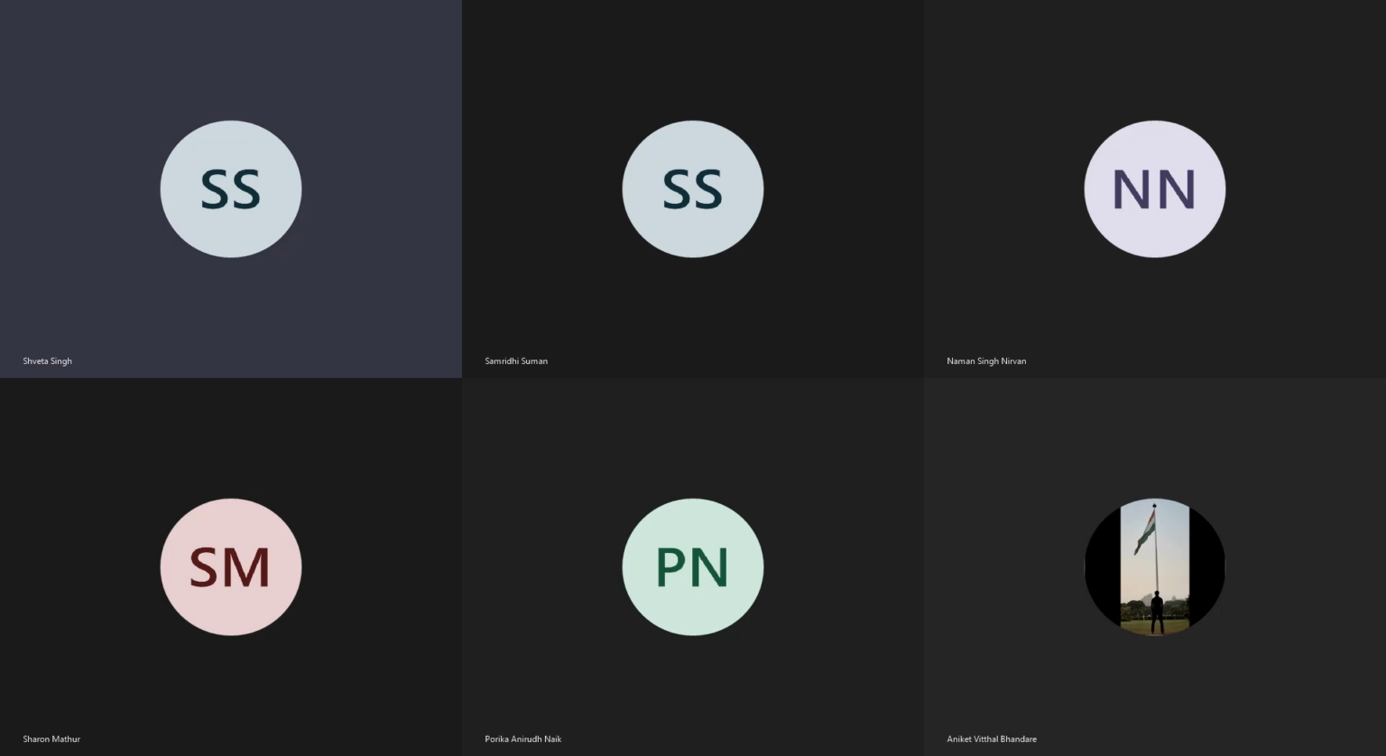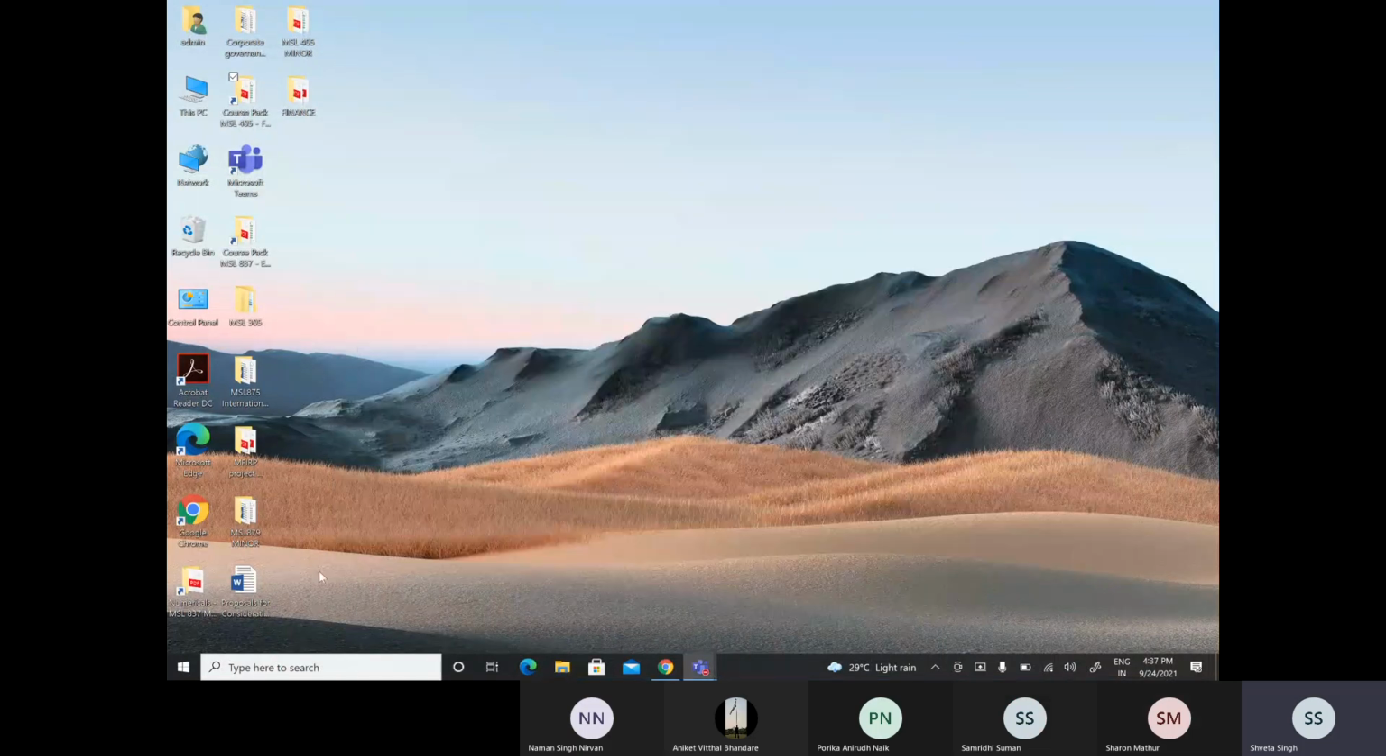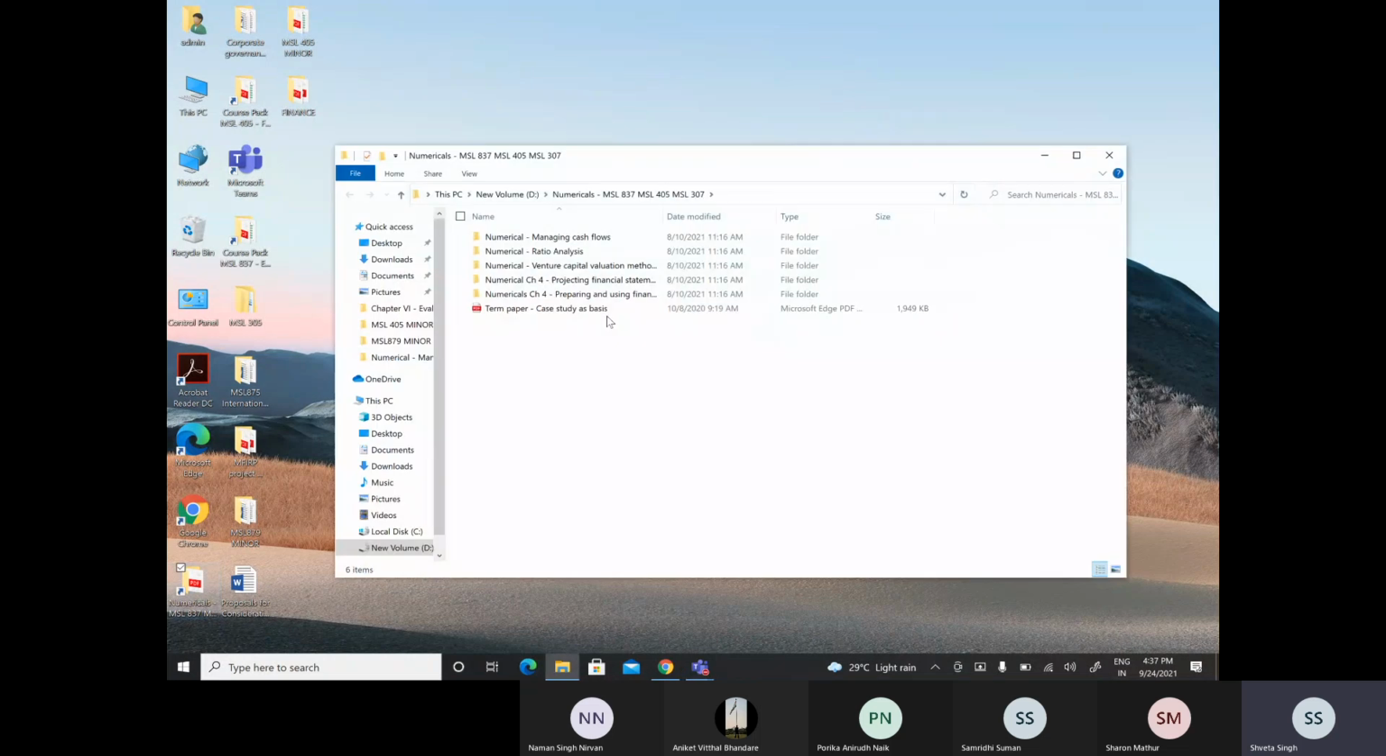Okay, so just like the other chapters, let us do some numericals here. The numericals have already been solved by Samriddhi and they have been shared with you as well. But let's do some of them in class so that you're familiar with how to solve the numericals that come in this.